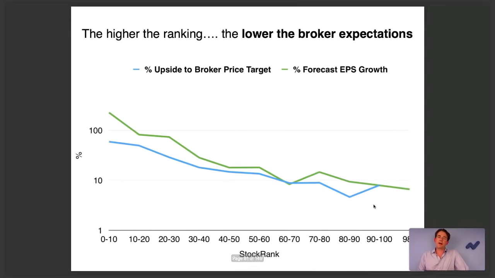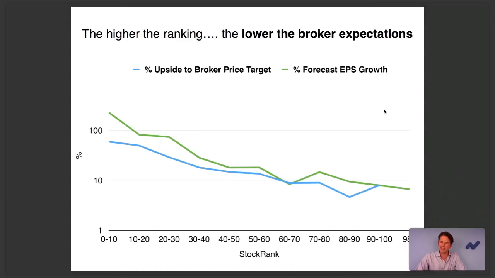The higher the ranking, the lower the broker expectations. Here you can see the forecast earnings per share growth and the forecast profit growth. The research analysts are predicting far higher upside for stocks that have low rankings than they are with stocks that have high rankings. That's weird. The upside to the broker price target is far higher for low ranking shares. And look, this is a logarithmic chart, not a linear axis. So I've had to change the axis so that you can really see this effect. And I think that's extraordinary.